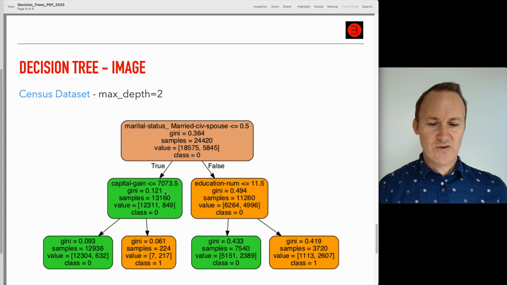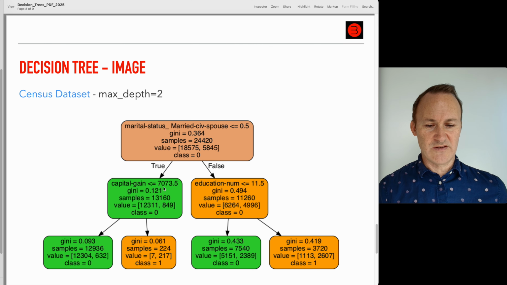Now, you may wonder, okay, what is this Gini? Think of Gini as like probability. In effect, it's like the probability that what you have is correct. So let's look at the Gini at the very end. So if you follow down further and you say, hey, it's true, the person is not married, and then what's next? It's false. Okay, we're going to go to this side. It's false that the capital gain is less than 7,073.50, meaning they're making more than that.